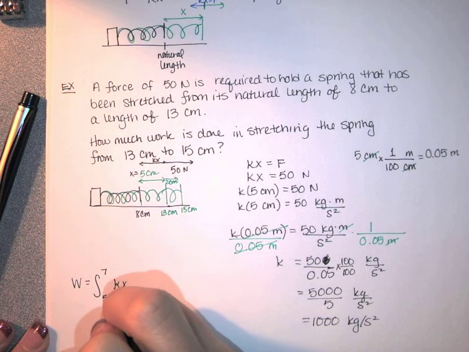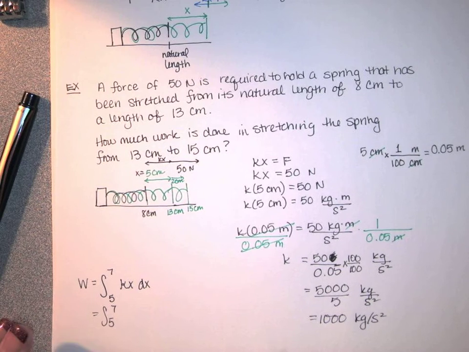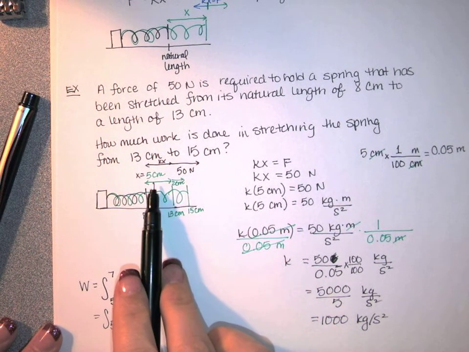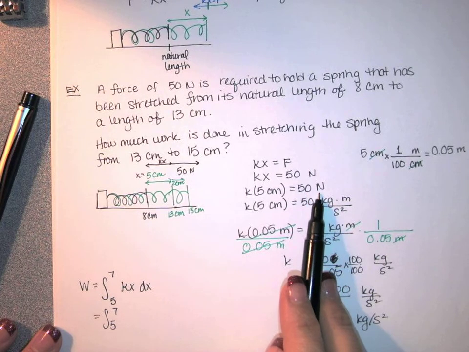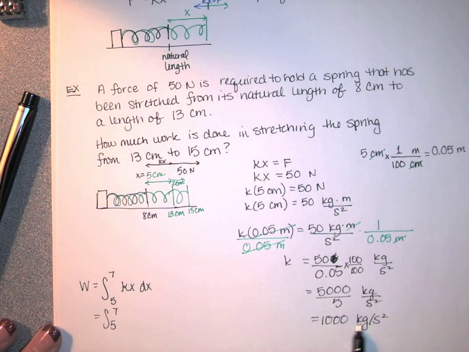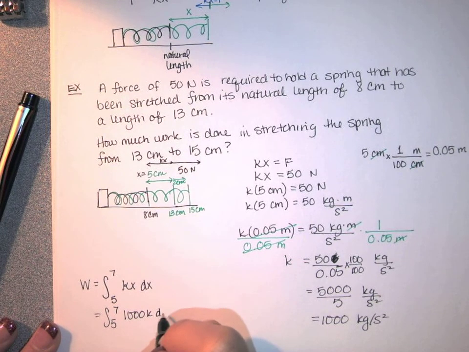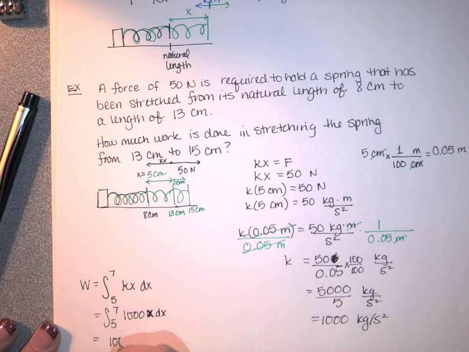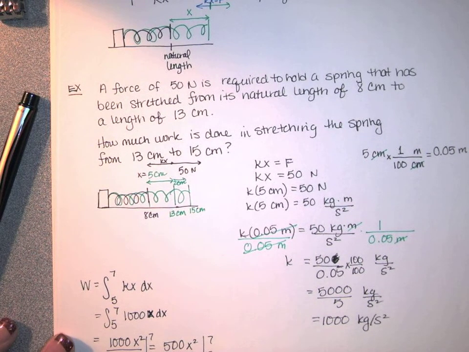And we're going to integrate the force, which is K times x, with respect to x. And we just found out from our previous work that if we are stretching the spring by 5 centimeters with a force of 50 newtons, then the spring constant must be 1,000 kilograms per second squared. Oops, that should be an x, not a k. Now we just anti-differentiate. Add 1 to the exponent, divide by the new exponent. Don't forget your 5 and your 7. So we get 500x squared, evaluated from 5 to 7.